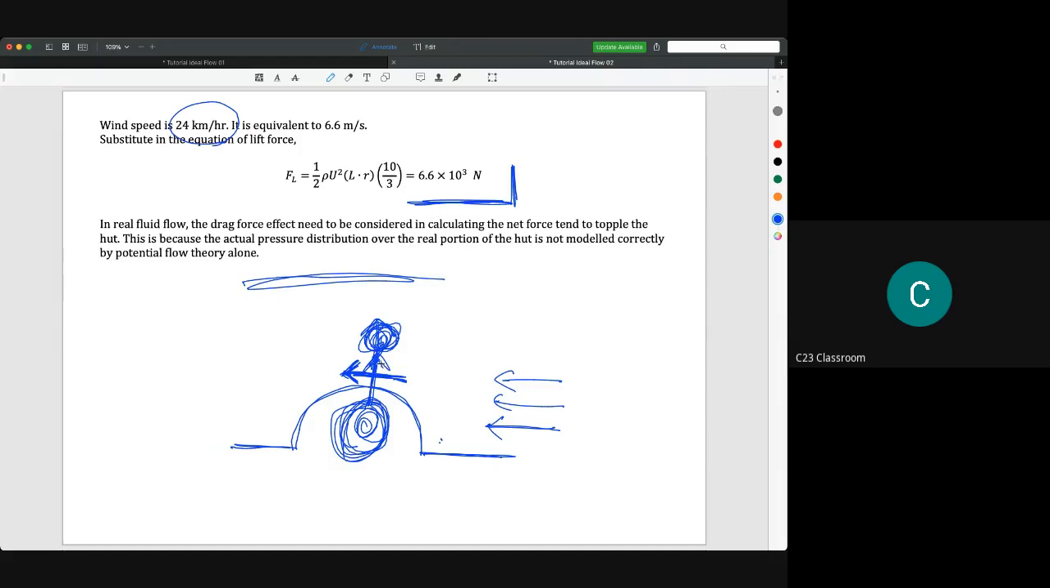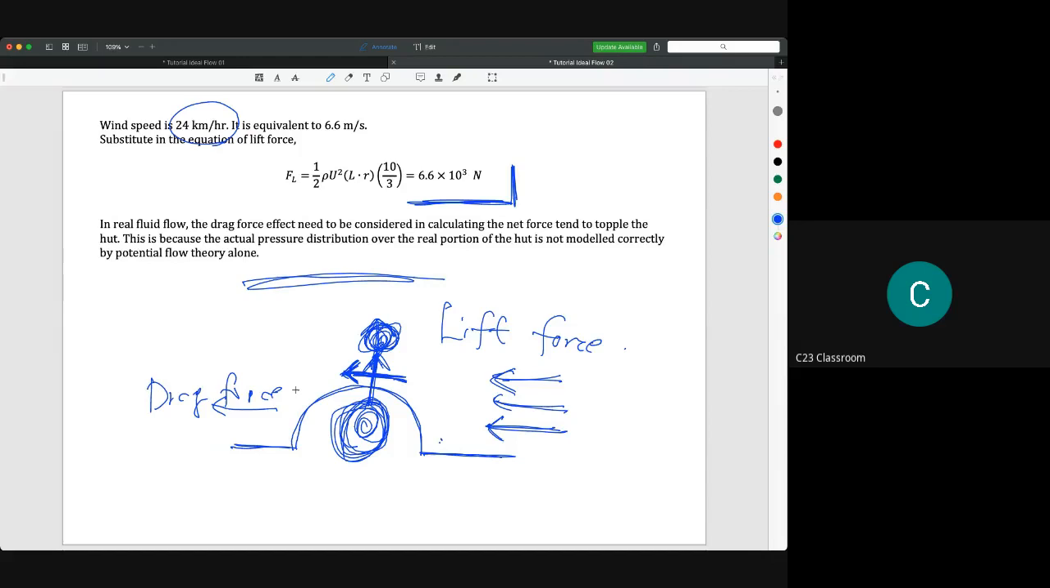However, in a real situation, when you have a flow here, you will have two types of force. One is lift force, and another one is the drag force, meaning the resistance that occurs in this situation. So in reality, you need to balance the lift force and the drag force. If the drag force is higher, it may reduce the value of lift force, meaning that the total force actually cannot leave the tent. So this is the real situation.